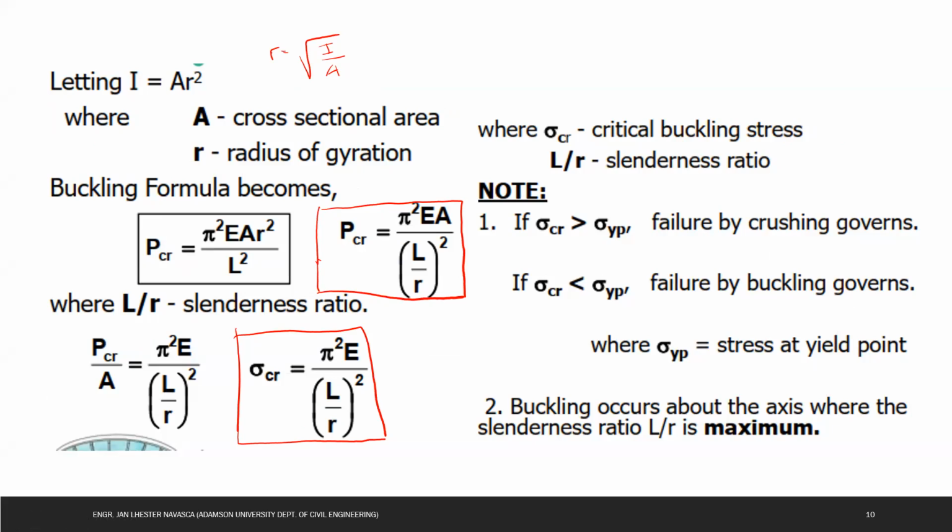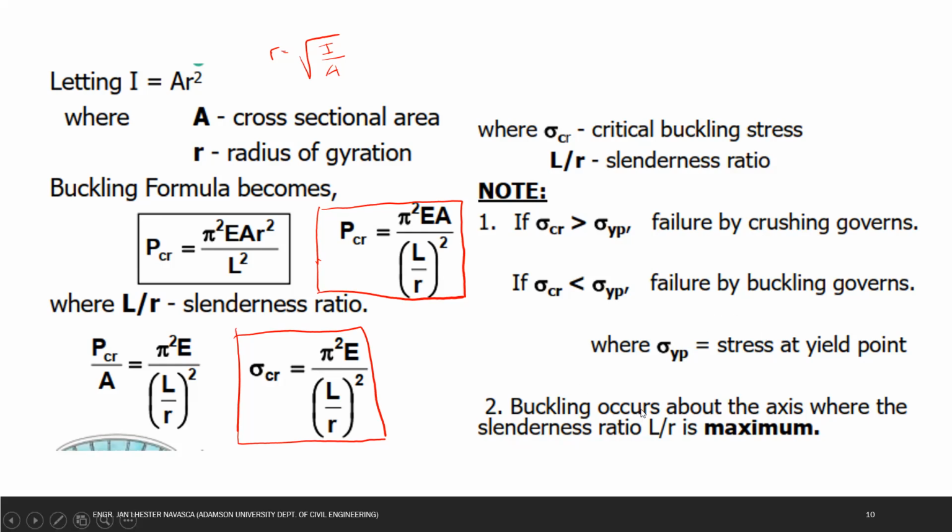So take note that if your critical buckling stress, which is sigma CR, is greater than your sigma YP, or the yielding stress, therefore your failure is crushing. Then if your critical buckling stress is less than your yield stress, or yield strength of the material, therefore the failure is buckling. Whereas your sigma YP again is the stress at the yield point, or the yield strength of our material.